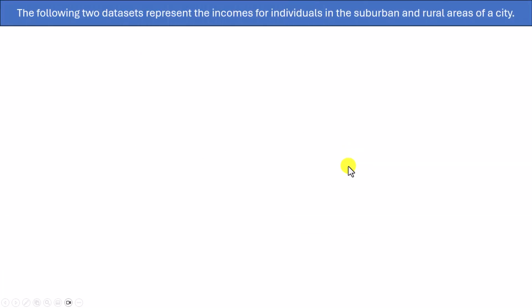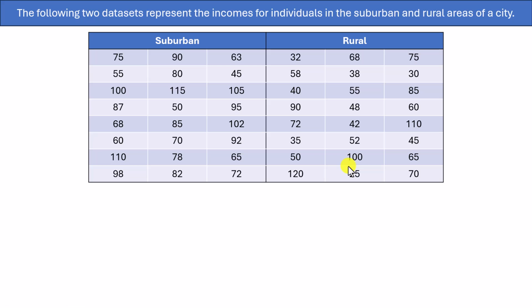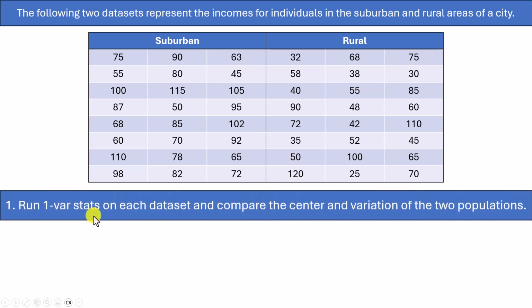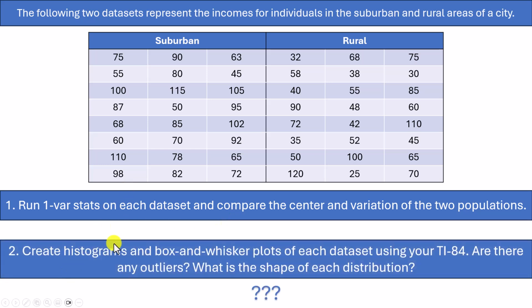All right, so here is one for you to try. The following two data sets represent the incomes for individuals in the suburban and rural areas of a city. Go ahead and run 1-Var Stats on each data set and compare the center and variation of the two populations. Put all the suburban values into list 1, put all the rural values into list 2, and then run 1-Var Stats, and you're going to want to get the mean, the median, and the standard deviation, and that will help you to answer question number 1. Then go ahead and create a histogram and a box and whisker plot for each of these and determine if there are any outliers as well as the shape of each distribution. So go ahead and pause the video and give those a shot.